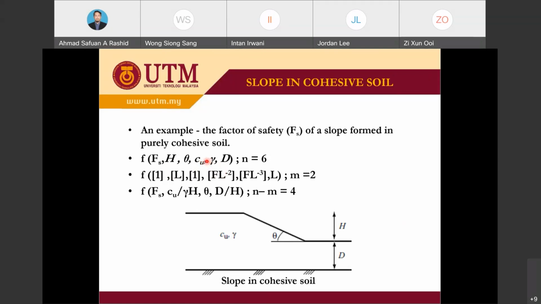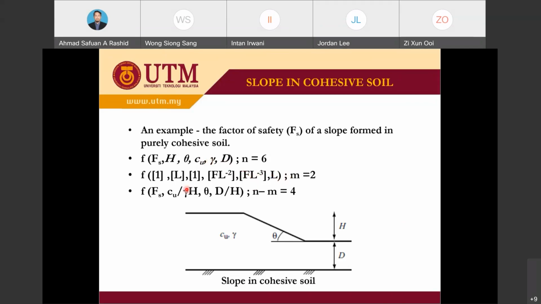Then we have gamma. Gamma is kilonewton per meter cube. So F is the force times L, the meter, in cube. So F times L to the power of negative 3. Then we have here D. D is meter, so it becomes L.